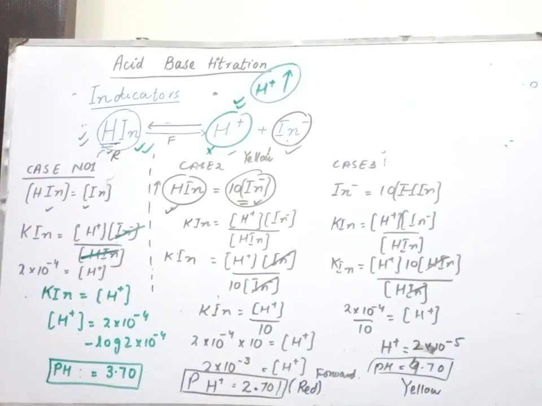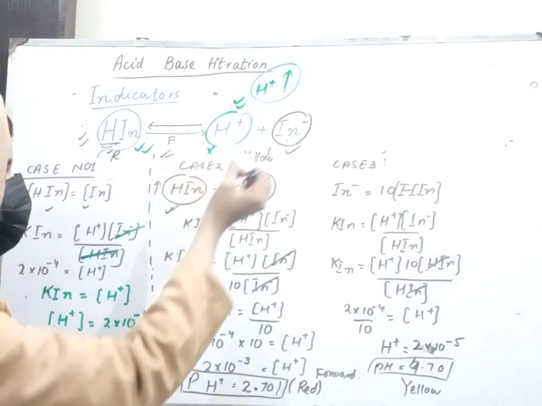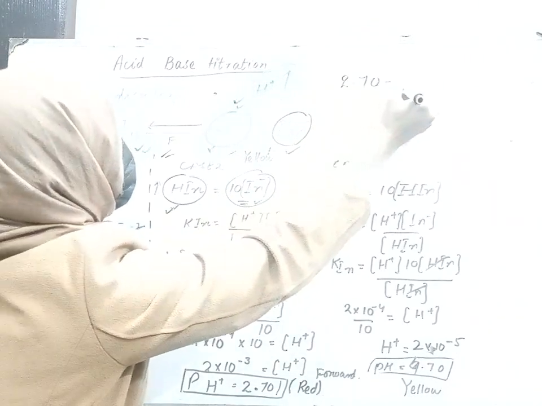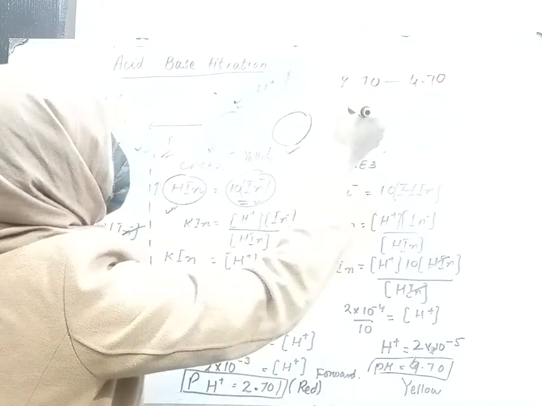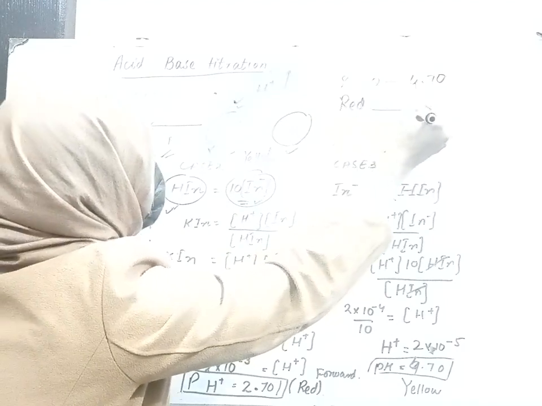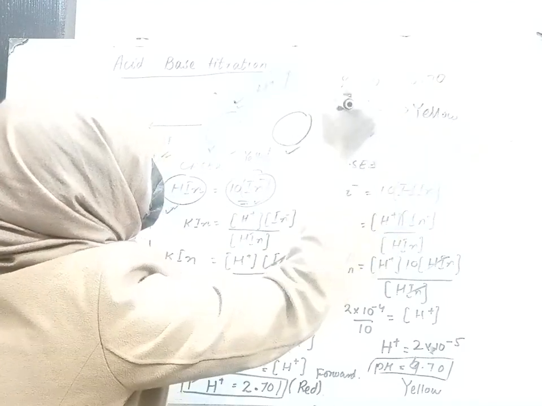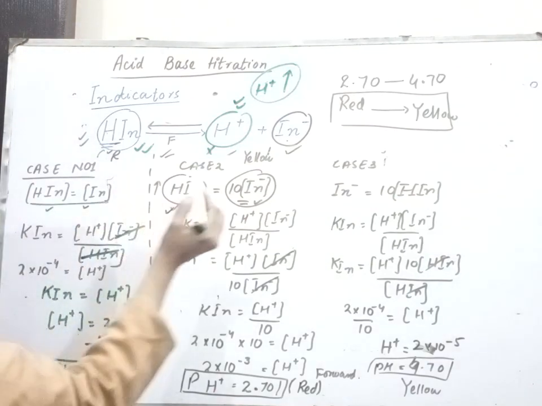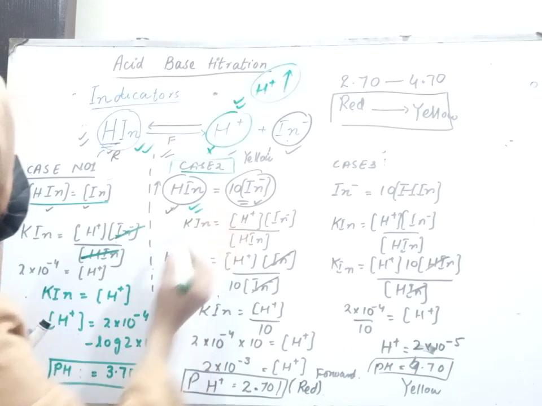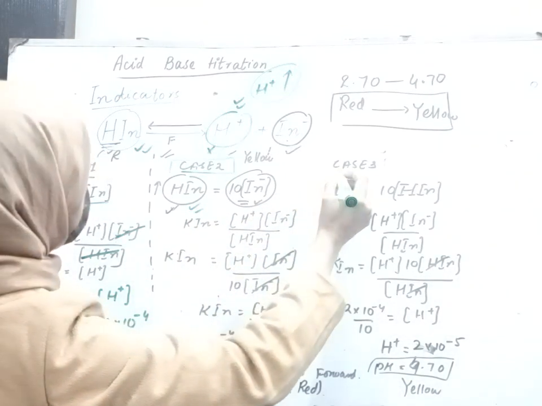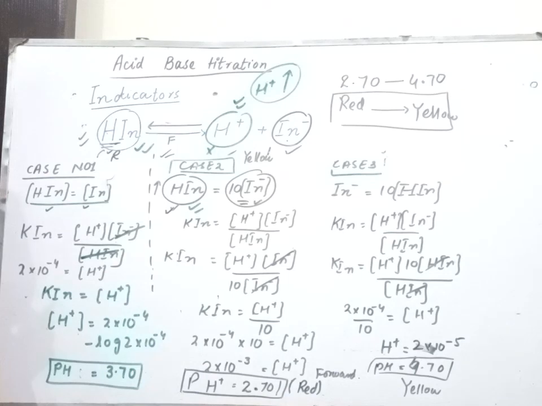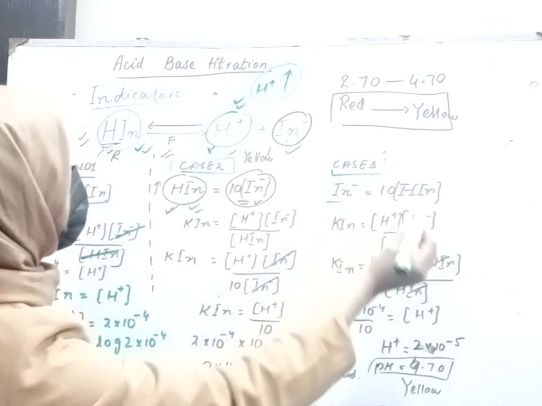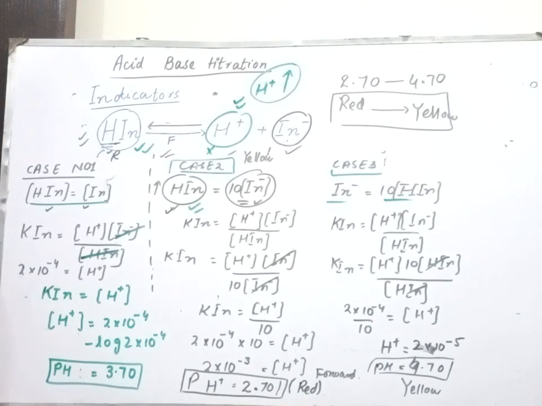So the pH change for this indicator takes place from 2.70 to 4.70, in which the red color converts into the yellow color in the product. So these are the three cases. First, their concentrations are equal. In the second case, the concentration of HIn is 10 times greater, and in the third case, the In concentration is 10 times greater. So these are the three cases in which we have written the pH for the indicator.